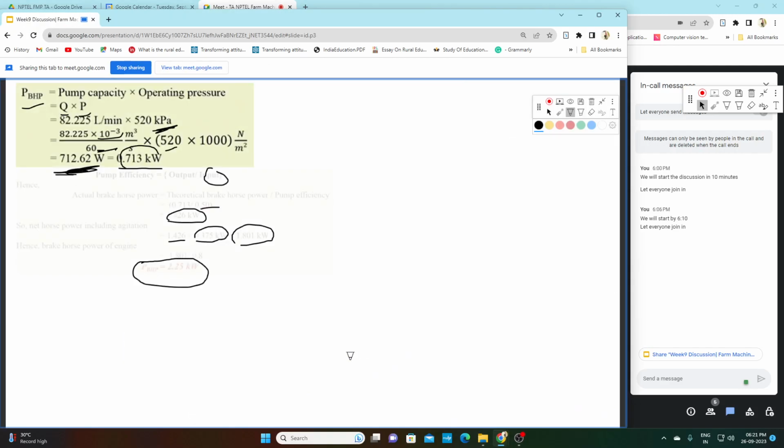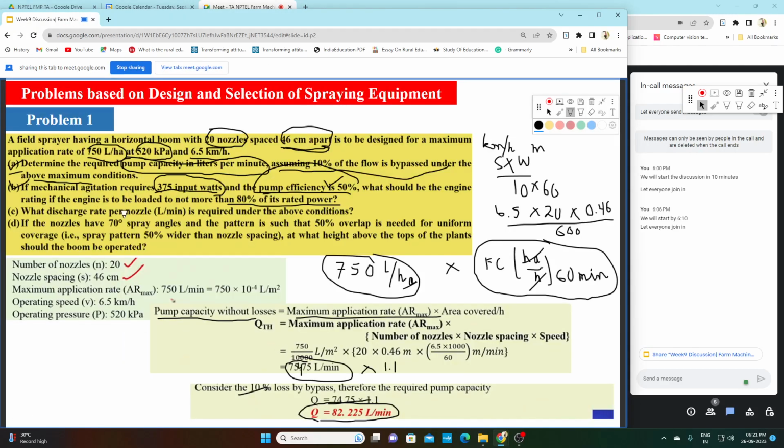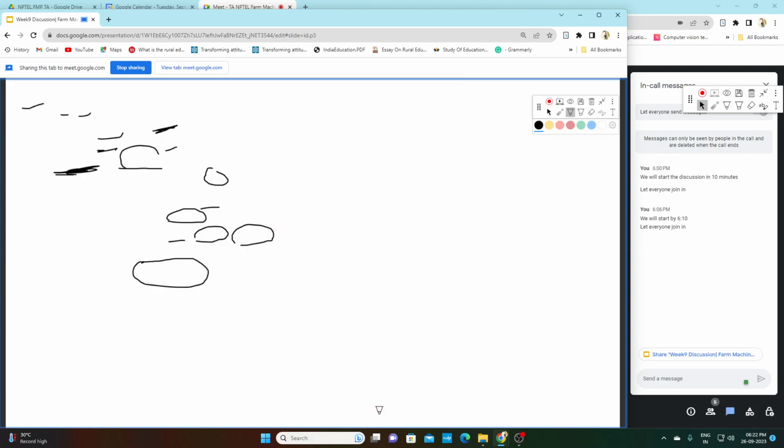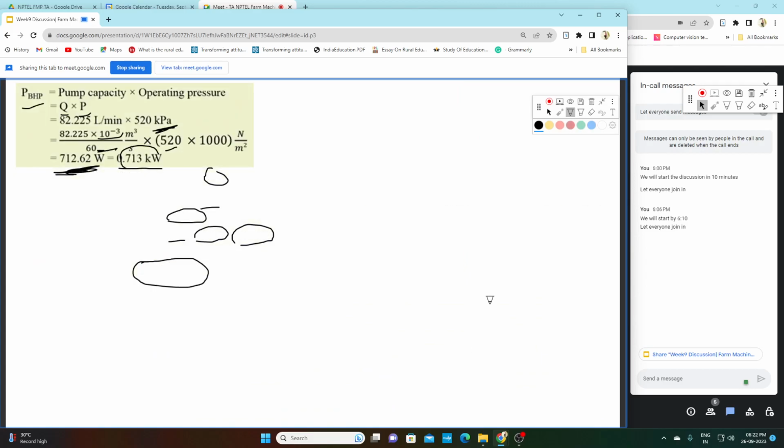Okay, so the third part is: what is the discharge rate per nozzle in liters per minute required under the above condition? Here we have the flow rate of the pump. The flow will go to the individual nozzles. This total flow will go to the individual nozzles. We have 20 nozzles, so each nozzle will get this divided by 20. When we do that, we get 74.5.